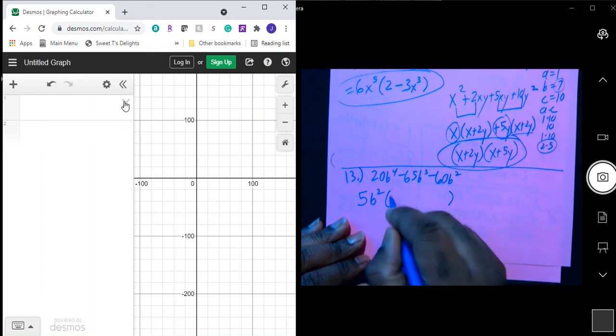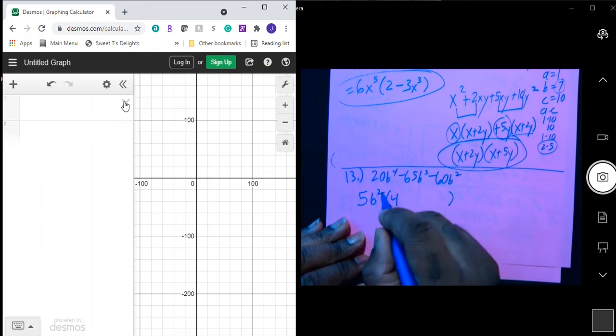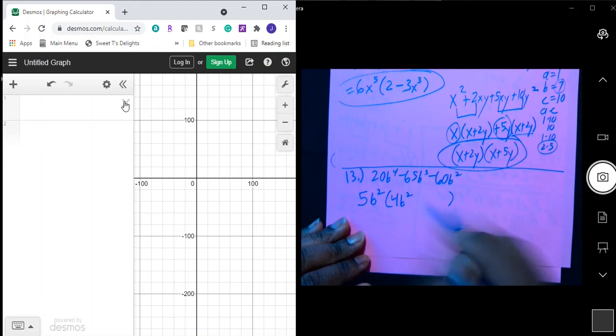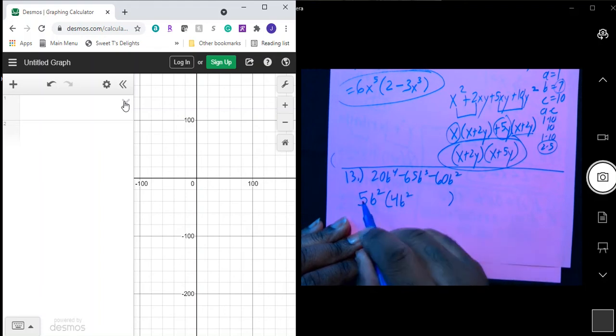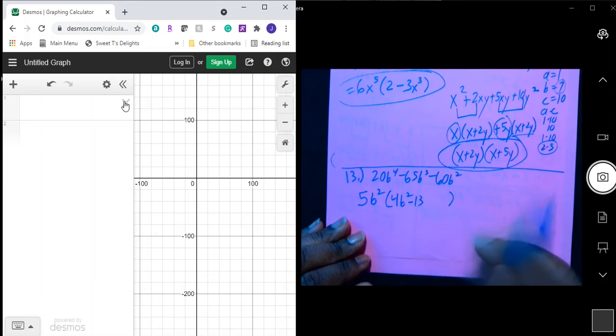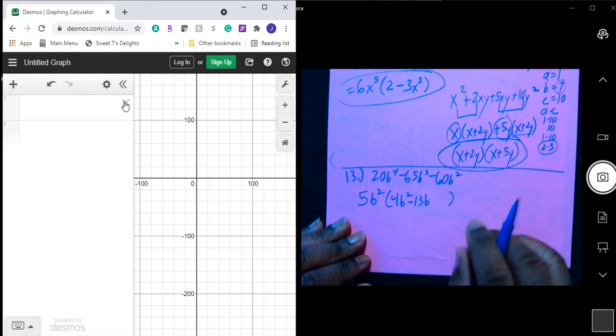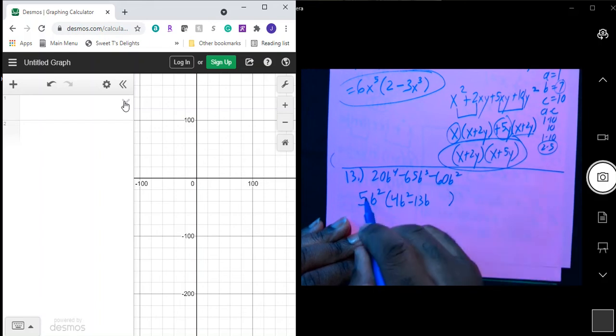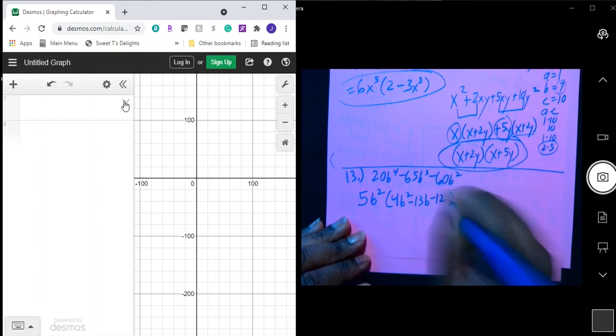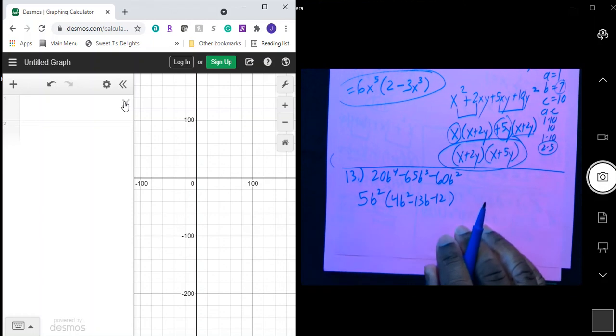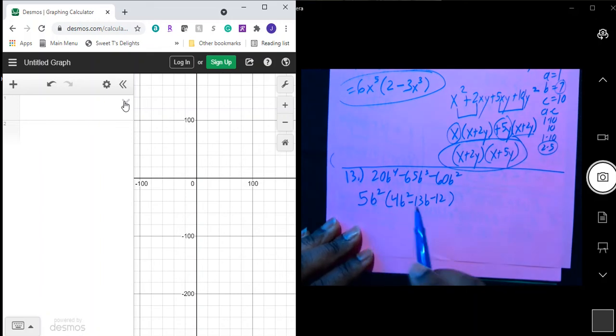Now, 20 divided by 5 is 4. B to the fourth divided by B squared is B squared. Negative 65 divided by 5 is a negative 13. B cubed divided by B squared is B. Negative 60 divided by 5 is negative 12, and the B squares will simplify each other out. Now, we have our 5b squared.